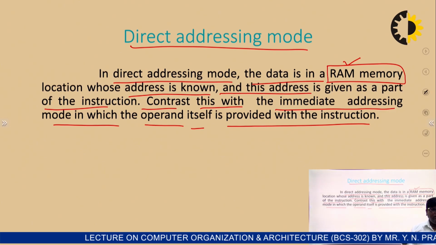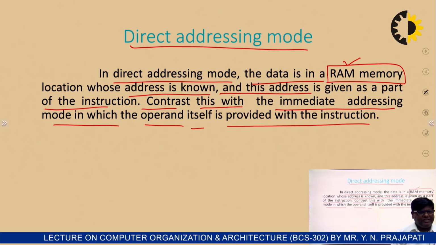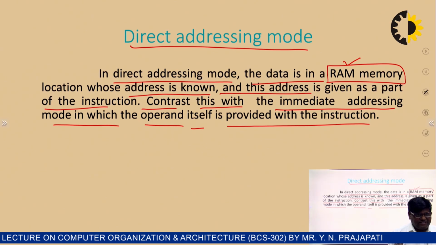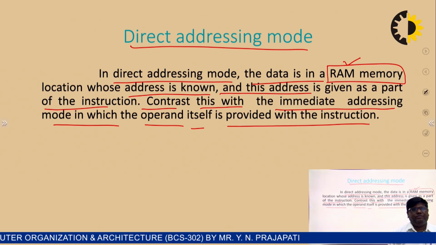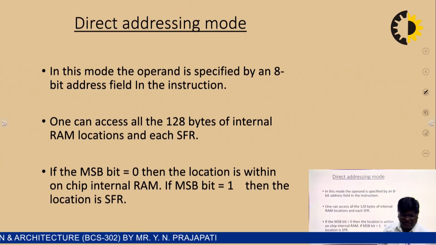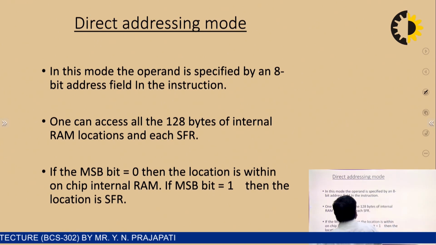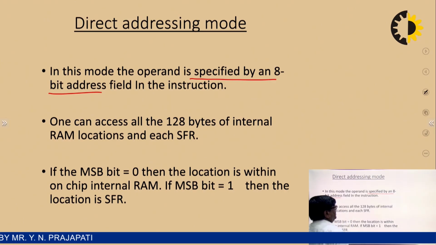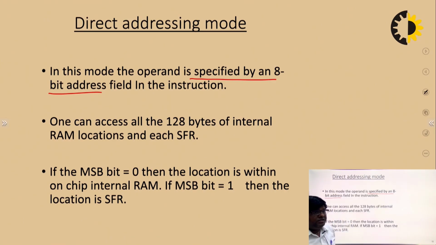That is the big difference between immediate addressing mode and direct addressing mode. In direct addressing mode, we need the address of the memory. Now, direct addressing mode has some other terminology. In this mode, an operand is specified by an 8-bit address. Why are we using the 8-bit address? Because the microprocessor is 8-bit, so the memory address is also 8-bit.